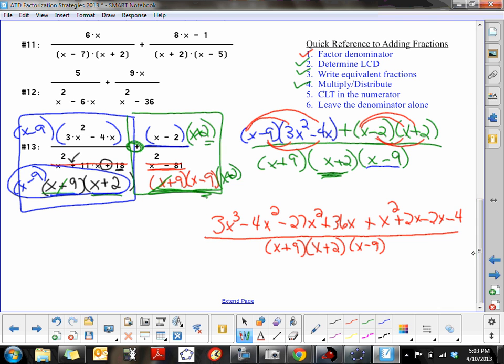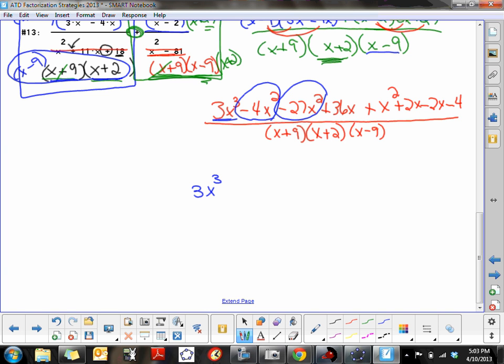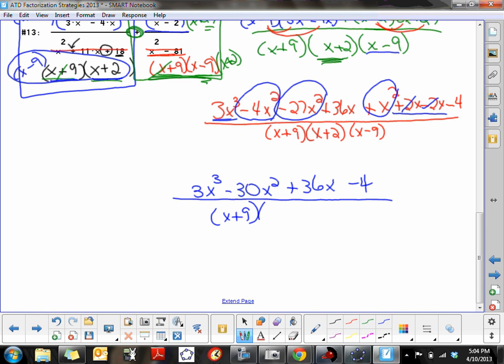All that's left is to collect our like terms and rewrite our fraction in standard form. So there aren't any other x cubed, so we got a 3x cubed, but we do have to gather our squares. We have a negative 4x squared, a negative 27x squared, and then another plus x squared. So that's a negative 31x squared plus 1 is going to be a negative 30x squared. And now we're going to collect our x terms. Well, this plus 2x minus 2x, they cancel. So all we're left with is plus 36x. And then we have a constant minus 4 all over x plus 9, x plus 2, and x minus 9.